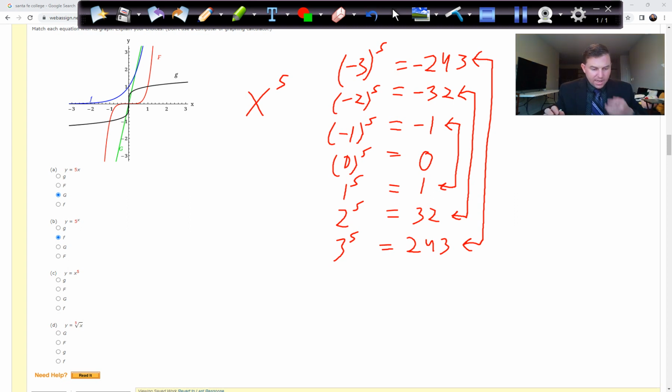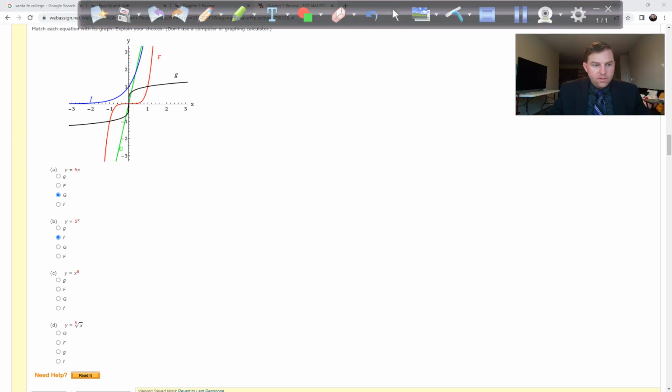And so what we get is a curve where it's negative when x is negative, 0 is 0, and then it climbs very quickly like this. So this one is f, capital F.